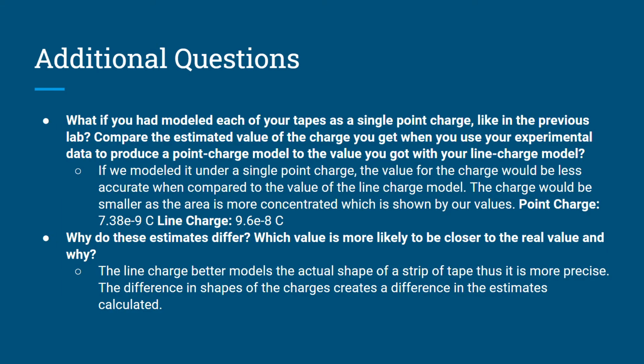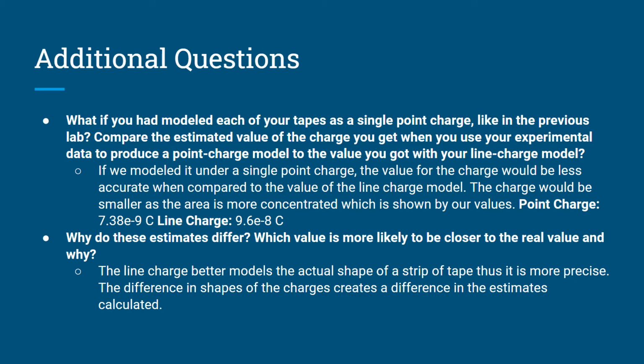Now, finally, for some additional questions. So let's say you had modeled each of our tapes as a single point charge, like in the previous lab. Comparing the estimated value of the charge, what we'd get with the experimental data to produce a point charge model, to the value you got with your line charge. So let's say if we modeled it as a single point charge, the value for this charge would be less accurate when compared to the value of the line charge model.